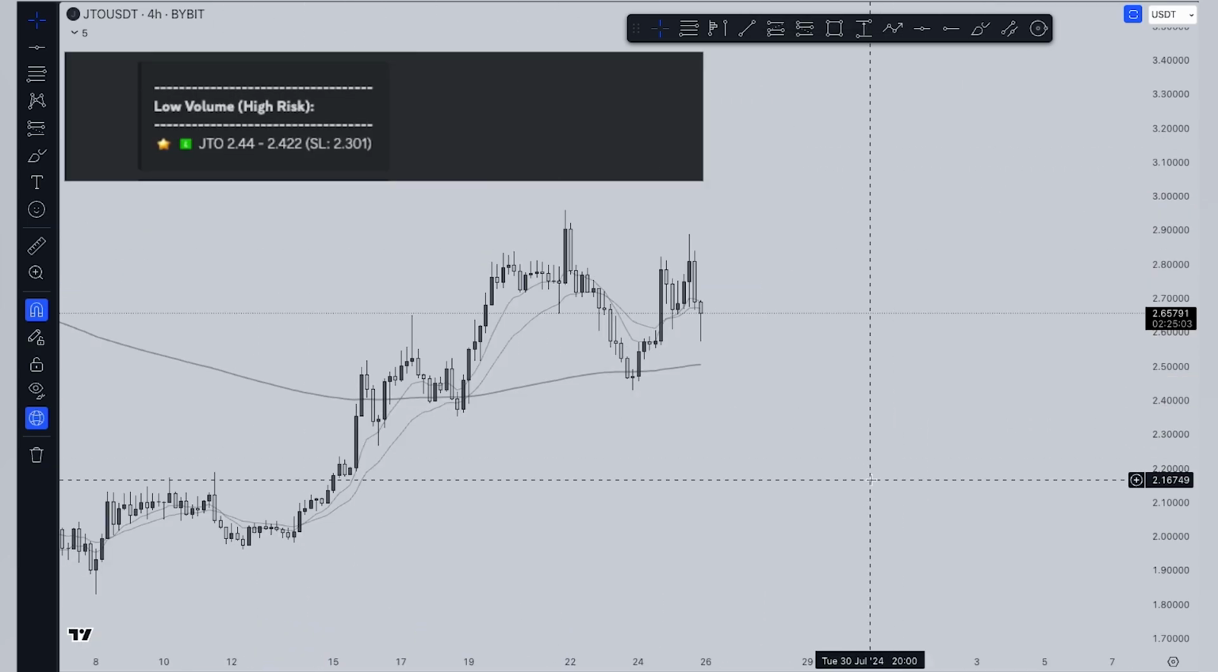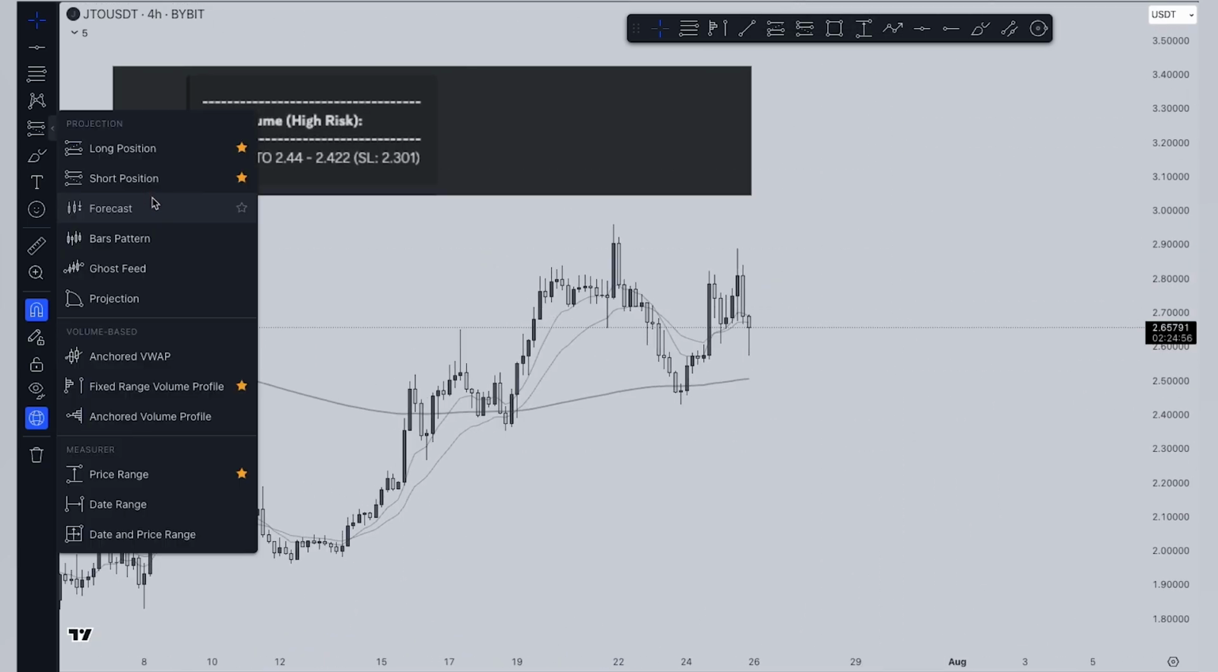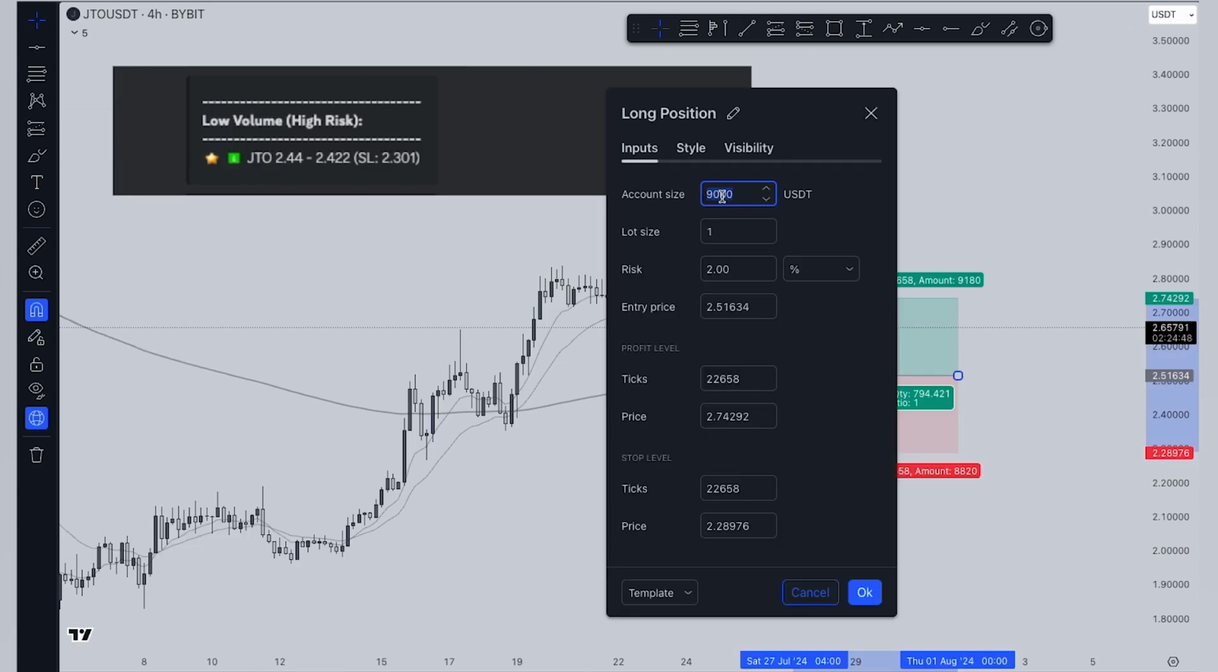So now we're going to go into our trading tools. We're going to pick the long position tool. We're going to set it here. We're going to go into the settings. We're going to put the entry price at 2.44. We're going to put our stop level at 2.301, risking 1% of our portfolio.